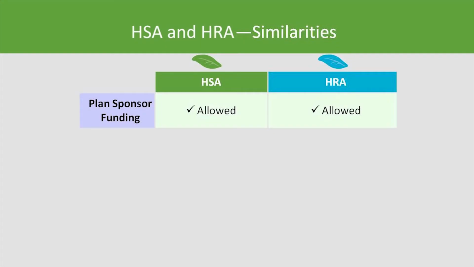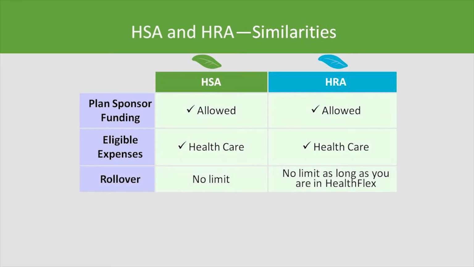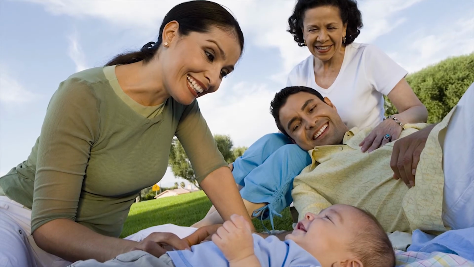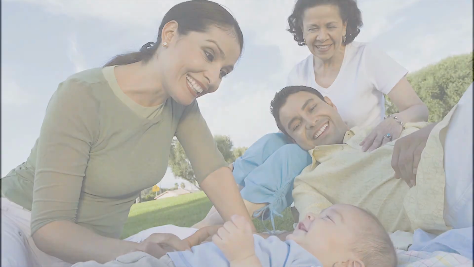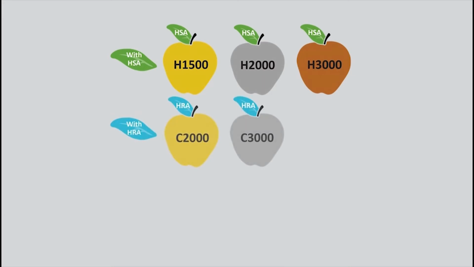Both types of accounts allow pre-tax funding contributed by your plan sponsor. Both are intended for eligible healthcare expenses. Both allow balances to roll over and build year after year, with no limit on the amount that accrues while you are in HealthFlex. And both accounts are compatible with an optional dependent care flexible spending account, which you can elect during annual election. 3 of the HealthFlex plan choices include an HSA, and 2 plans include an HRA.